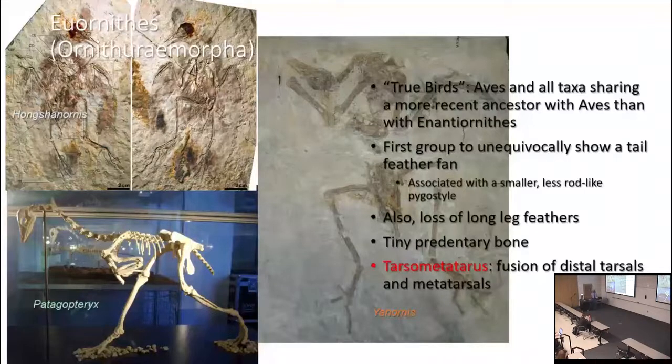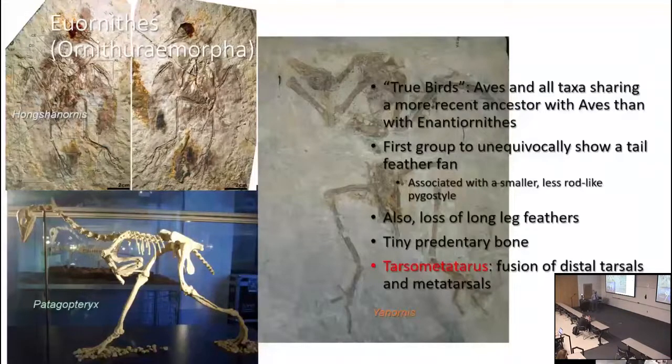Also, and now here's a really peculiar trait, we pick up a tiny predentary bone here. This is totally convergent with the predentary bone of Ornithischians. But it's in the same spot.